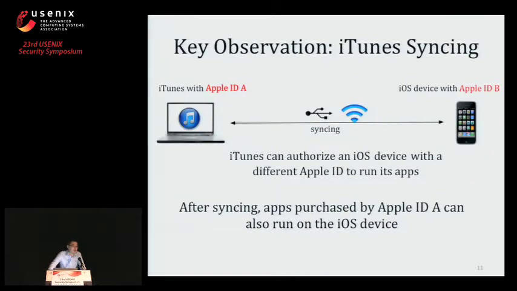And by chance, we found a very interesting thing. So one day we connected an iOS device to an iTunes software program. They are using different Apple IDs. But we noticed that even though they have different Apple IDs, the iTunes can still sync the apps in its library into the iOS devices. After the synchronization, all the apps purchased by the Apple ID A, that means the Apple ID in the iTunes, can still run on the iOS side.